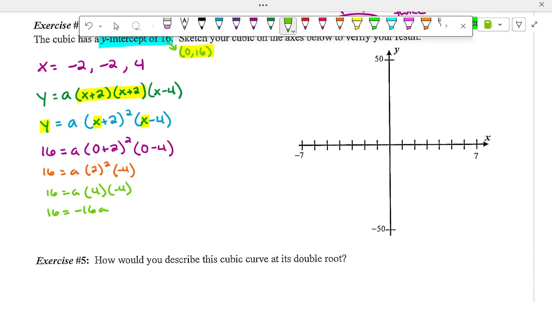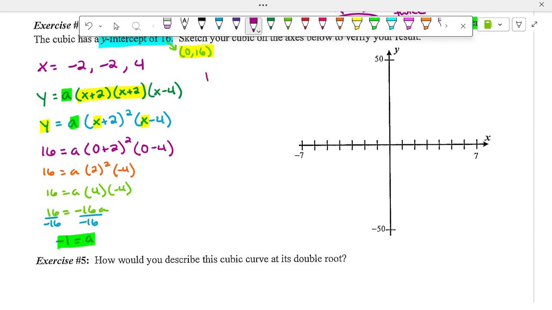So what do I need to do to solve for a? Divide by negative 16. So what's a equal to? Negative 1. So my a value is negative 1. So now I'm going to take that and plug it back in to the a value of my unfinished function.